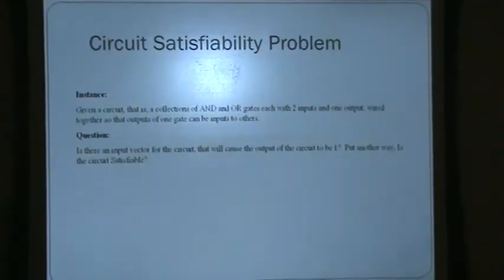So this is a more vague question. The first question, the circuit value one, was we would give you a circuit and the inputs, and you would have to tell me, is it a 0 or a 1? Here you're just given the circuit and asked, is there any input that could make it come out a 1? This is called the circuit satisfiability problem.